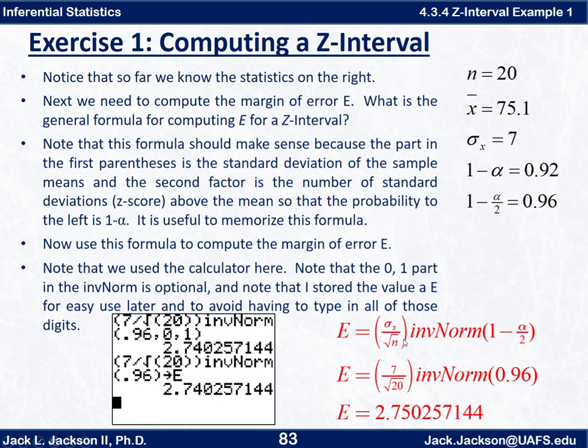Okay, so let's see, down here in the bottom right, you'll see the formula again. E is sigma of x's divided by square root of n, inverse norm 1 minus alpha over 2. Up here in the upper right, you have all the values. Sigma of the x's was 7, n was 20, and 1 minus alpha over 2 we saw was 0.96, which goes in the parentheses here. Then you just type this in your calculator: 7 divided by square root of 20 times inverse norm of 0.96, 0, 1. Or you can leave off the 0, 1, and it gives you the same answer either way. Notice I stored it as E. And so we get E is 2.740257144. This is a TI-84 calculator, but a TI Inspire calculator works exactly the same way.